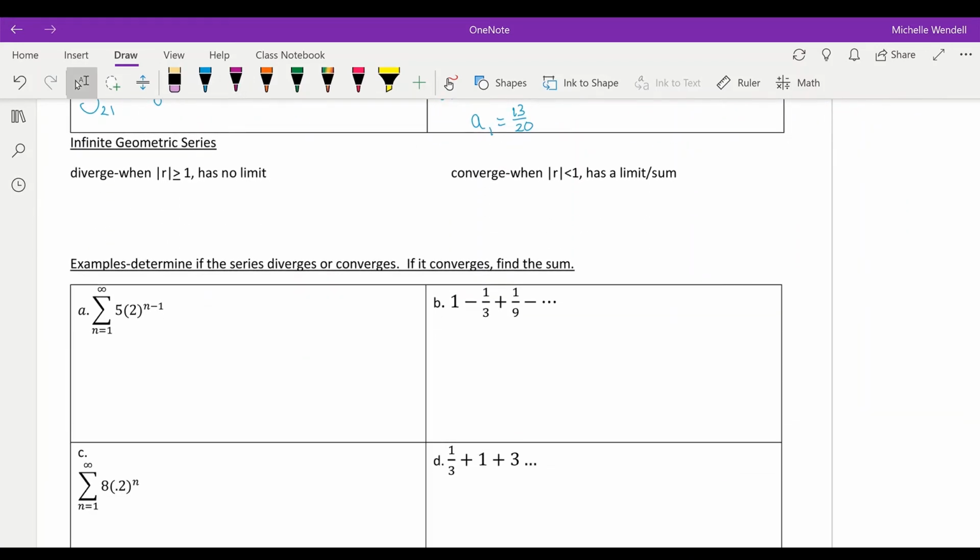Alright, lastly we have infinite geometric series. We have two types, one that diverges and one that converges. A divergent one is when the absolute value of r is greater than or equal to 1, and that has no limit. We can't find what it's going to approach because it's divergent. When it's convergent is when the absolute value of r is less than 1. Then we have a limit or a sum, and we can find that by taking a sub 1 over 1 minus r.